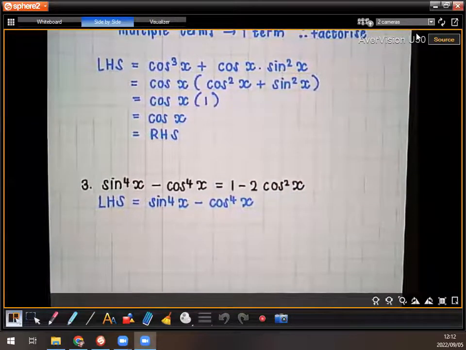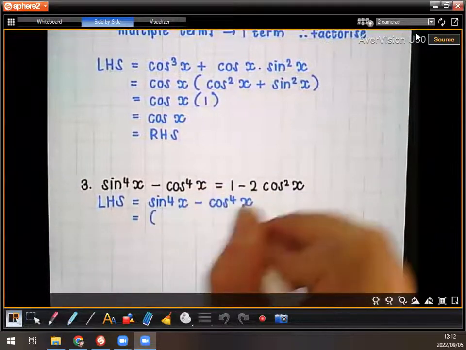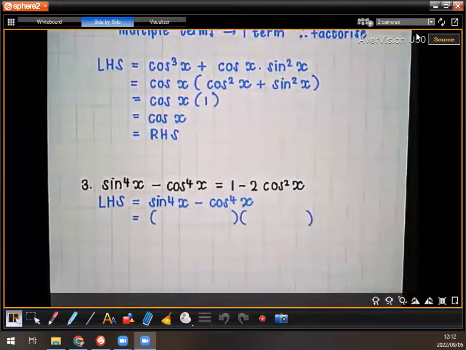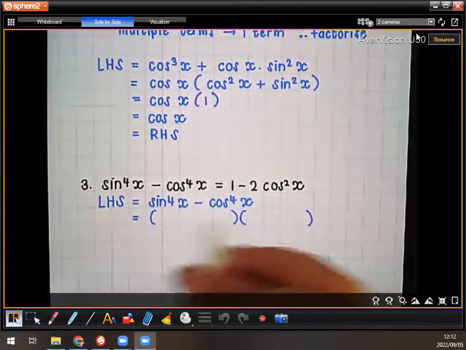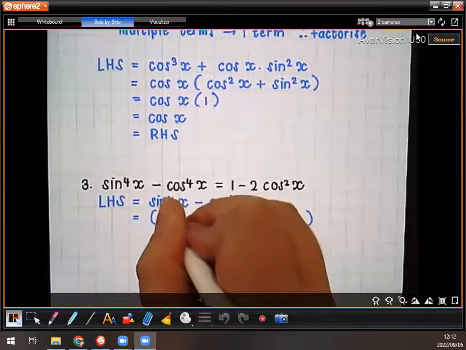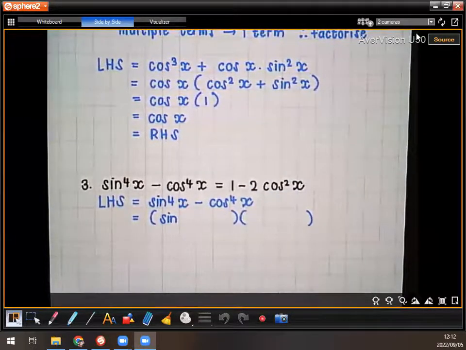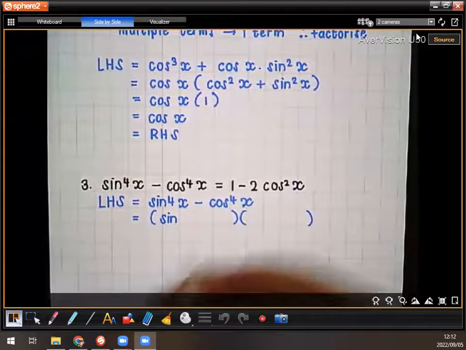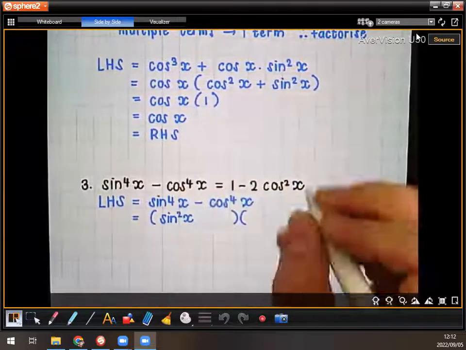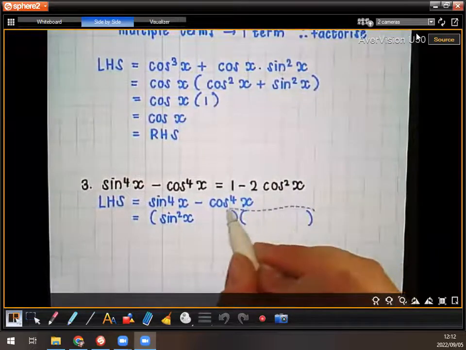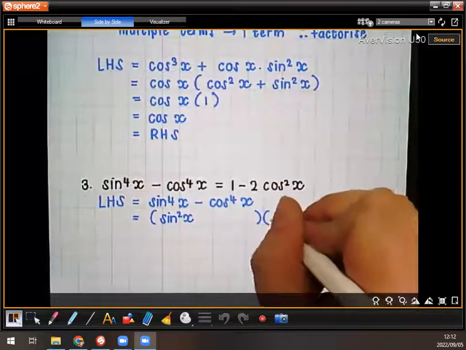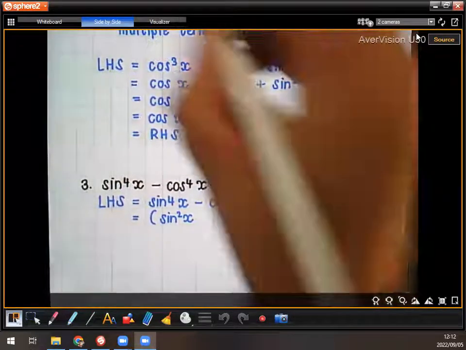Difference of two squares, hey, good. That is the difference of two squares, yes. Do we remember what you do when you factorize the difference of two squares? You end up with two brackets. And in those brackets, you're going to put the square roots of the two terms, right? The square root of sine to the power of 4x, what's that going to be? Sine squared x, yes, good. So that is going to go in both brackets, sine squared x and sine squared x, thank you.